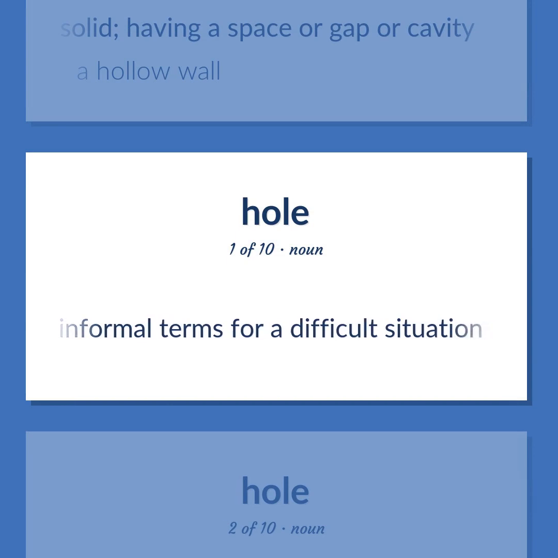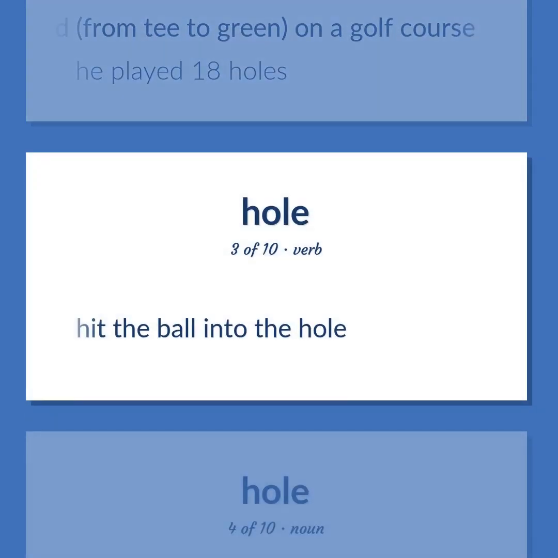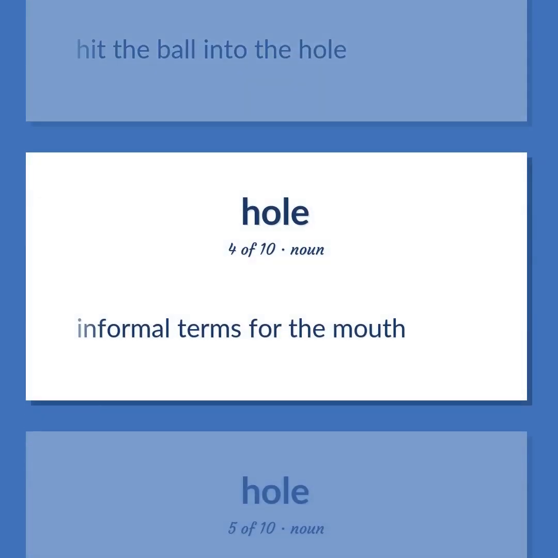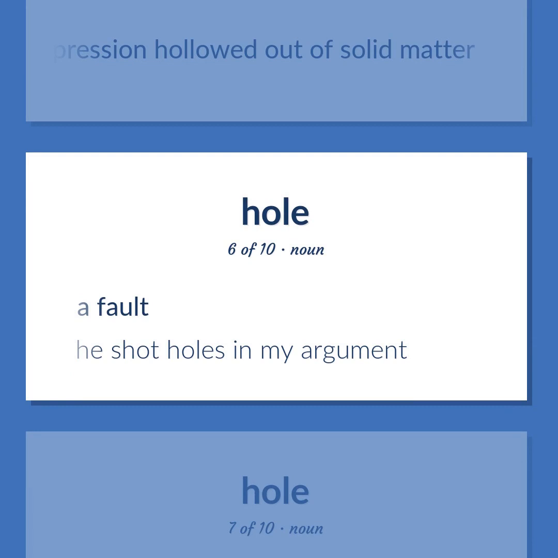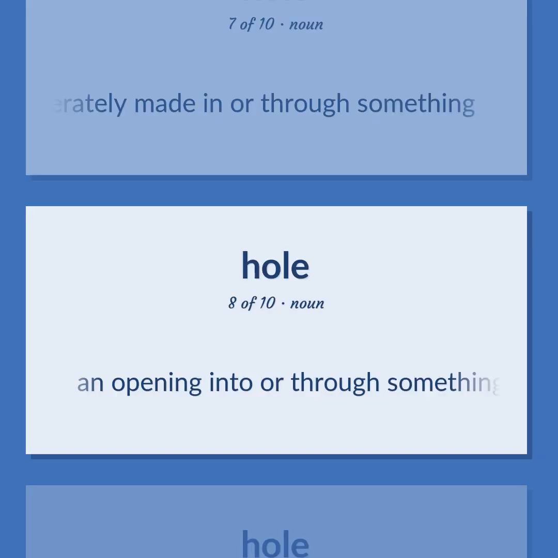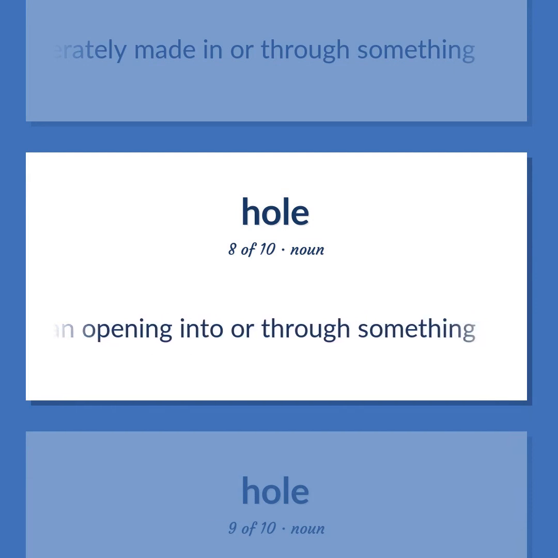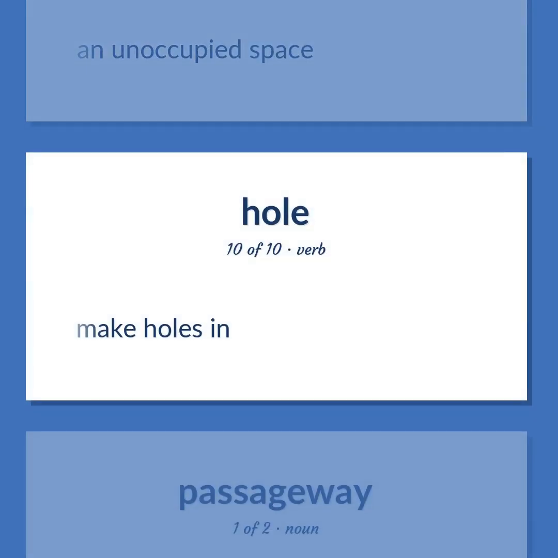Informal terms for a difficult situation. One playing period, from tee to green, on a golf course. He played 18 holes. Hit the ball into the hole. Informal terms for the mouth. A depression hollowed out of solid matter. A fault. He shot holes in my argument. An opening deliberately made in or through something. An opening into or through something. An unoccupied space. Make holes in.